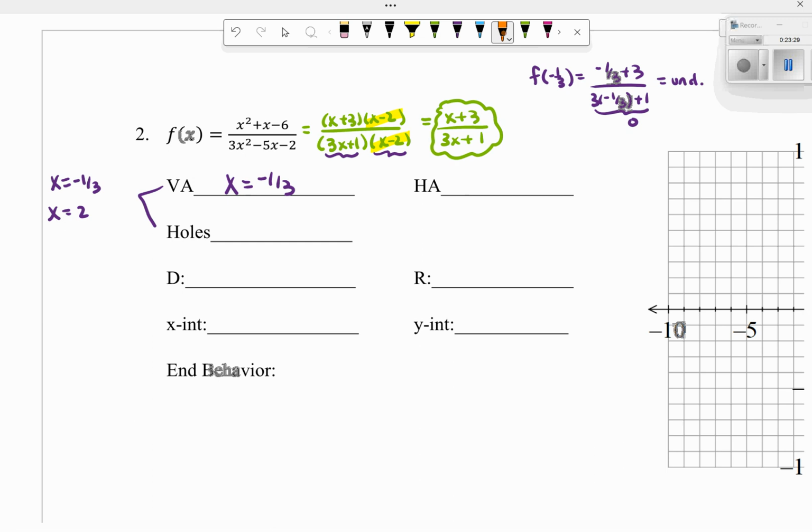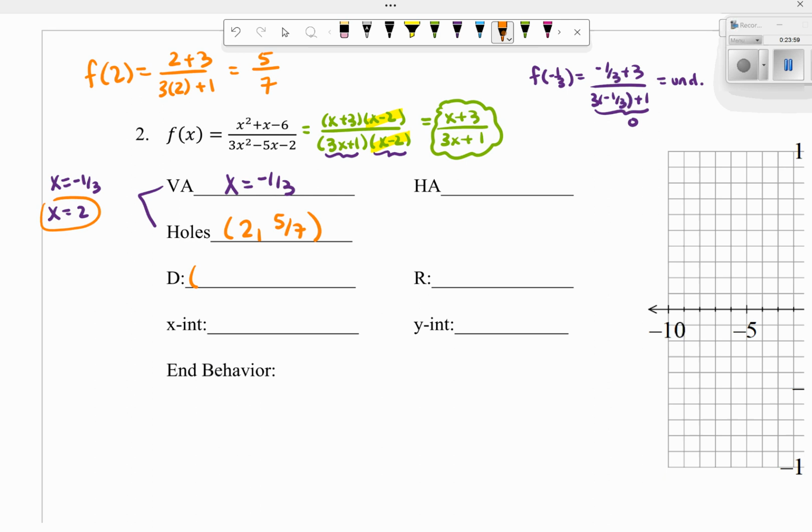If I want to figure out whether this is a hole, I'm going to plug it into my simplified answer, and if it no longer makes my denominator 0, then we know it's a hole. So if I do f of 2 into my equation, I get 2 plus 3 over 3 times 2 plus 1, which gives me 5 over 6 plus 1, which is 7. So 5/7 is going to give me the y-coordinate of the hole in my graph. That tells me this is a hole at (2, 5/7).